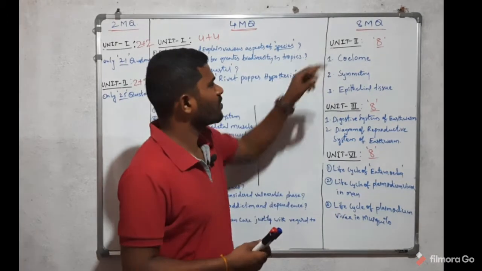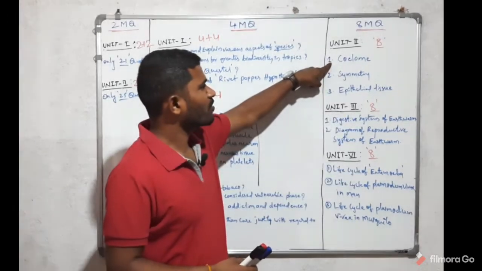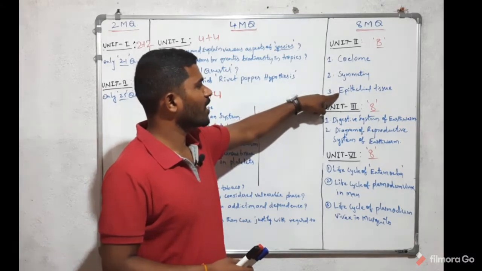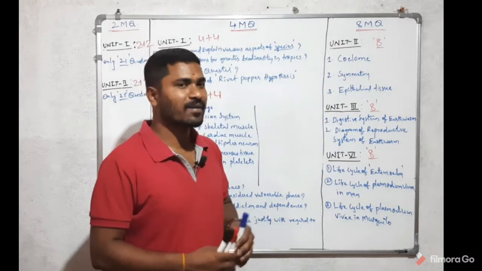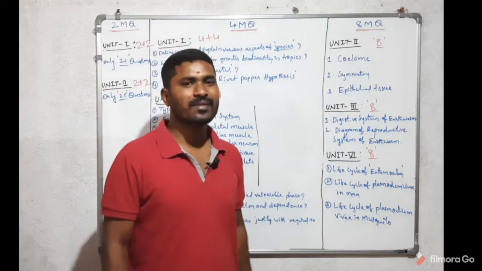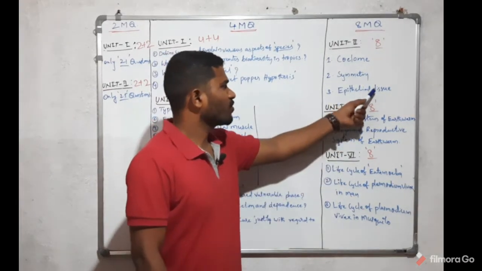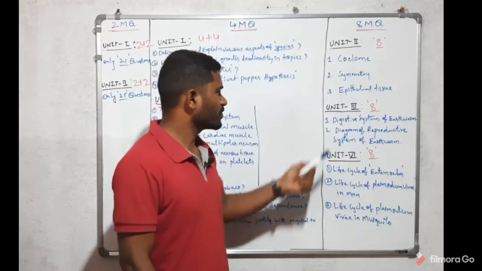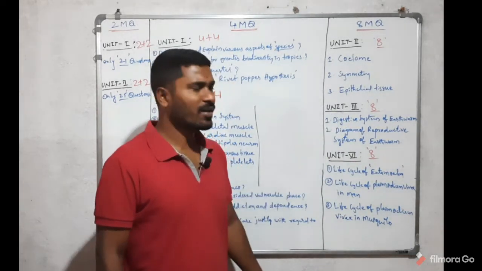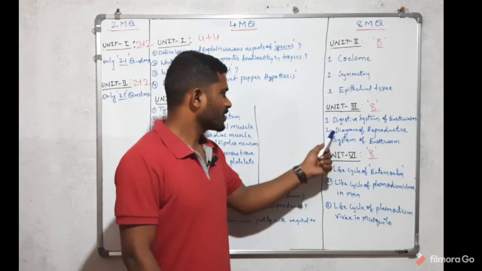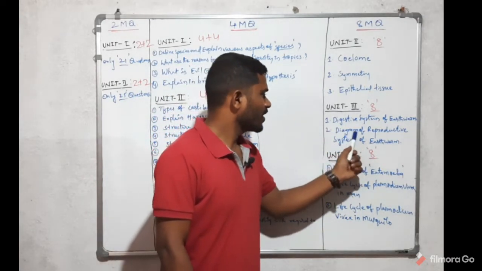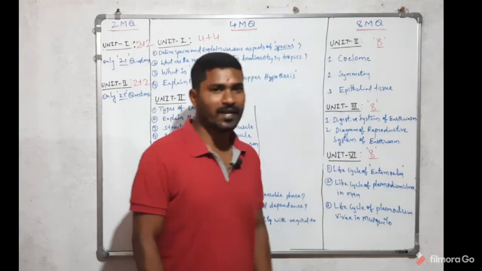From unit 2, question number 1 is coelom and symmetry and epithelial tissue, that is, coelom and types of coelom, symmetry and types of symmetry. Next is epithelial tissue and types of epithelial tissue. In the 3rd unit, number 1 question is the digestive system of earthworm. Second question is the diagram of the reproductive system of the earthworm.